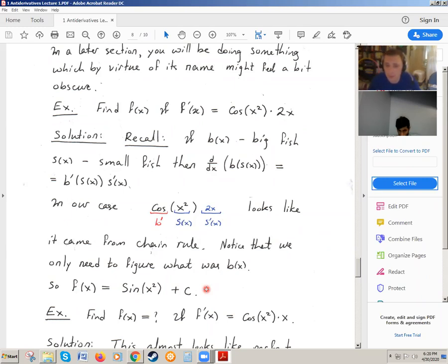Here is a very similar question. Now suppose the derivative is cosine x squared times x. What do you do now?